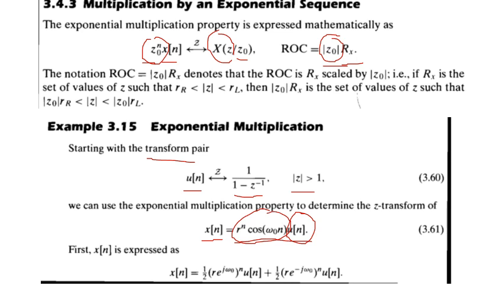This whole thing is an exponential. Why exponential? Because I can convert this into Euler form. We know that cos omega naught n is equal to 1 by 2 e raised to power j omega naught n, and r raised to power n we can take common, plus 1 by 2 r raised to n e raised to power minus j omega naught n. So this is an exponential multiplying with u of n, and this is an exponential multiplying with u of n. So we can use this property. The only thing we have to do is replace our z with z divided by r e raised to power j omega naught in one case, and e raised to power minus j omega naught in the other. Let's move on to the next slide and see how we can do this.